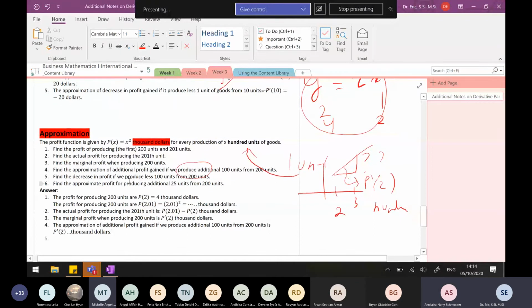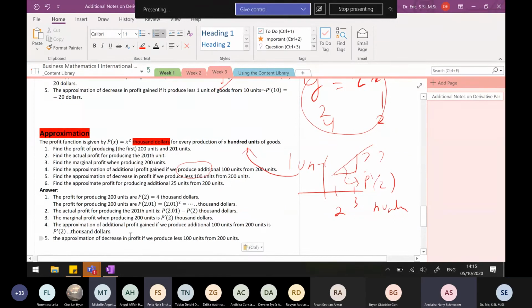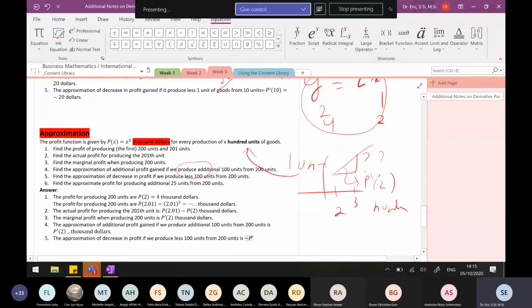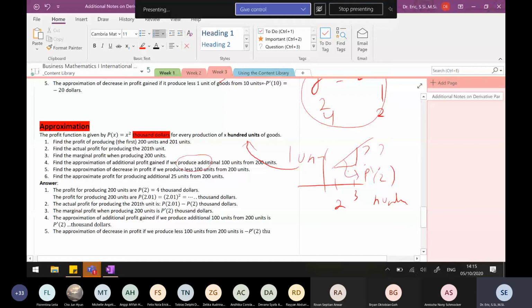Okay, yeah. What about this? Decrease in profit if we produce less 100 units than 200 units. The approximate decrease, yeah. What is the approximate decrease in profit if we produce less 100 units? It is minus P prime 2. Don't forget the minus. Okay, you can find this yourself. $1,000.